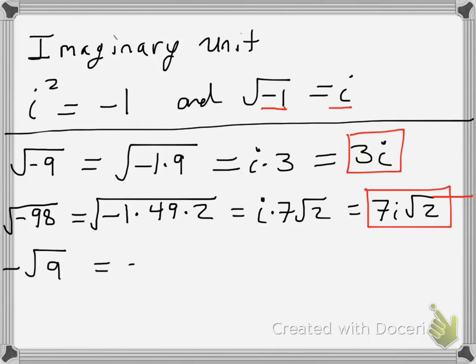Let's do a sneaky little problem where they put the negative on the outside. Well, if it's not on the inside, this just means this number's negative. The square root of 9 is 3, and then we just got the negative sign. So they're just trying to trick you. It's just negative 3. So be careful.